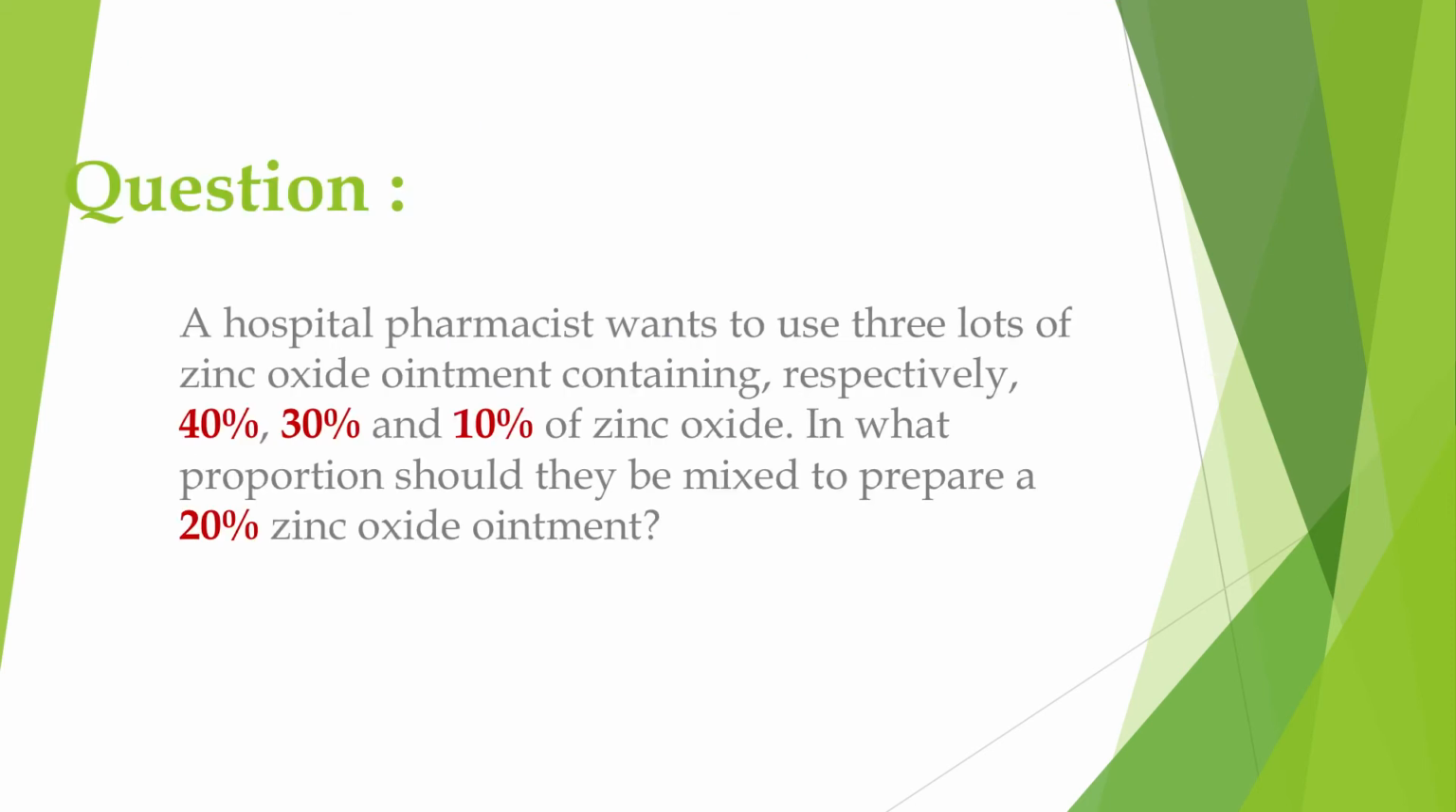We have this problem. A hospital pharmacist wants to use 3 lots of zinc oxide ointment containing 40%, 30% and 10% of zinc oxide. 3 different strengths of zinc oxide: 40%, 30% and 10%. The question is, in what proportion should they be mixed to prepare 20% zinc oxide ointment? Out of these 3 strengths, we have to prepare 20% zinc oxide ointment.